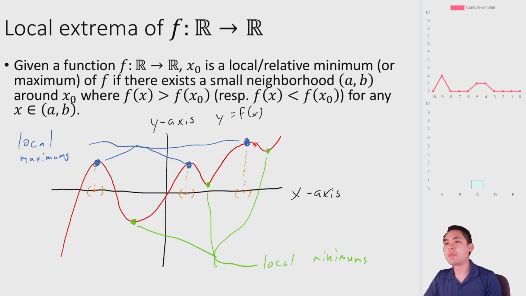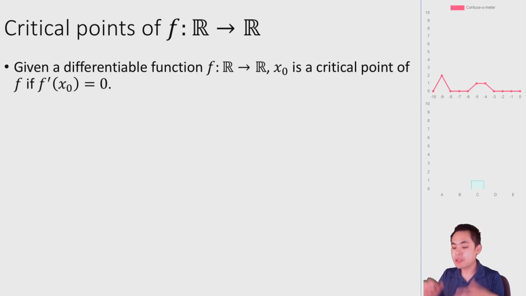So this should be a reminder of stuff you learned in your Calculus 1 classes. A local minimum means that everything around it is bigger. A local maximum means everything around it is smaller. But now, how do we find these local minima? The way we do this is we use something called critical points. If you have a differentiable function, you can take the derivative of your function, and if it's equal to 0, then that's what's called a critical point.